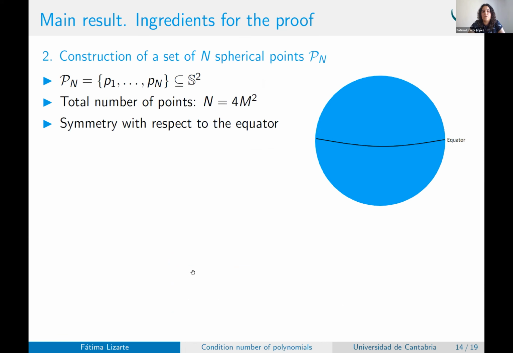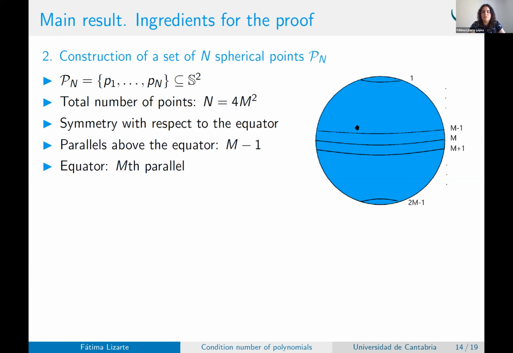So the total number of points is n given of this form. With the notation like that, our set of spherical points. These points are equidistributed in parallels which are symmetric with respect to the equator. How many parallels? The equator is the zeroth parallel. So we have n-1 parallels above the equator, and by symmetry, we have n-1 parallels below the equator. So the total number of parallels is 2n-1.